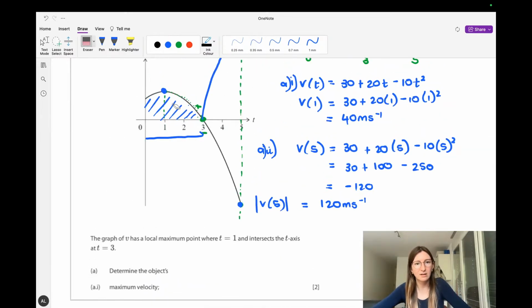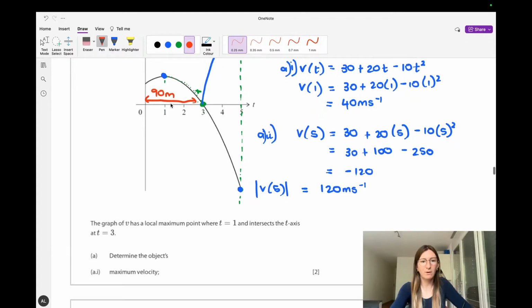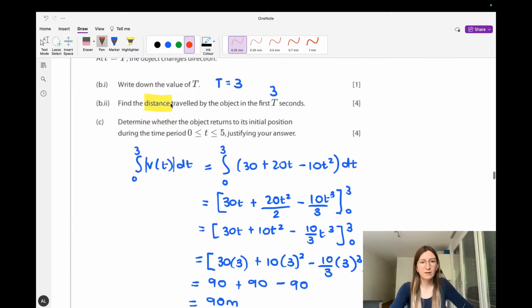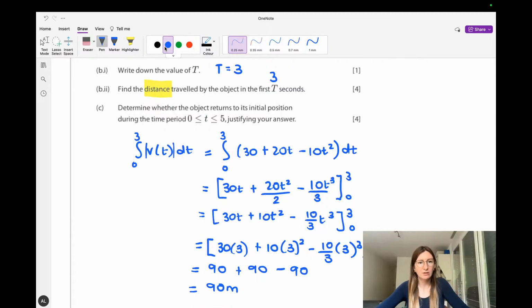In fact, let me just clean this up a little bit. And I'll use red. In this 3 seconds, we traveled 90 meters. Okay. And that was question B. Then determine whether the object returns to its initial position during the time period 0 to 5, justifying your answer.